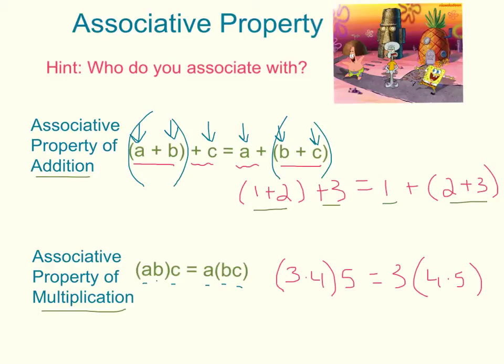So if you look up here at my little picture, who do you associate with? Maybe you first associate, maybe let's say Patrick and Squidward will associate with each other, and then SpongeBob is left out. Or you could think of it as they don't change order, but now Squidward and SpongeBob will associate with each other, and Patrick is left out. But notice how their order doesn't change. It's just who you associate with does change, and that is signified by parentheses.